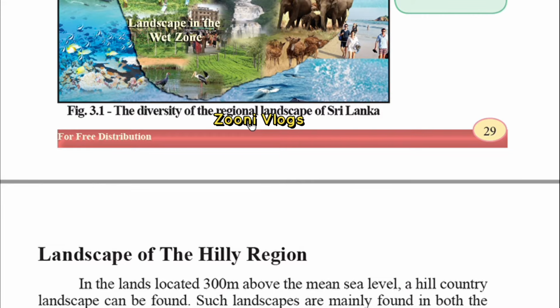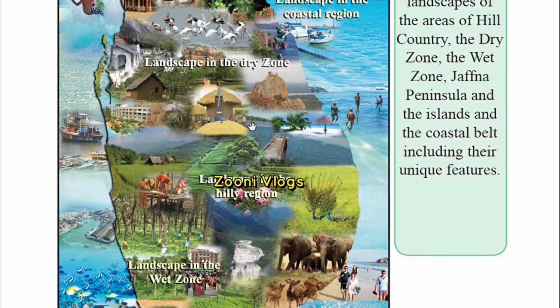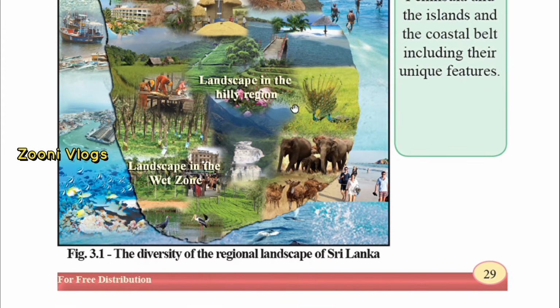Diversity means the differences. When you observe this map, you can see that each and every area shows a diversity, because of their main occupation and agriculture, and there can be seen a diversity.